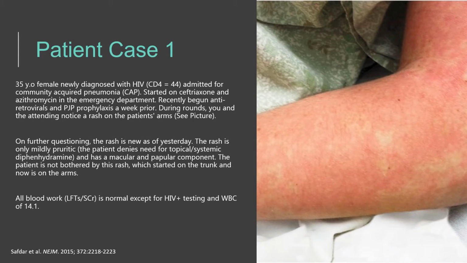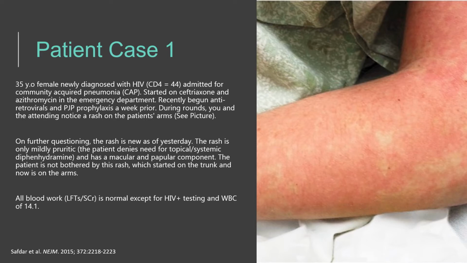Our first patient case is a 35-year-old female who has been newly diagnosed with HIV and is admitted for community-acquired pneumonia. She has started on ceftriaxone and azithromycin in the ED and tells you she recently started antiretrovirals and PJP prophylaxis a week ago. During our rounds, we noticed this rash, which is new as of yesterday. The rash apparently is only mildly pruritic, has a macular and papular component starting on the trunk and then spreading to the arms. The patient is not bothered by the rash. All of her blood work is normal except for HIV testing and a small leukocytosis. So ask yourself, what is happening here?